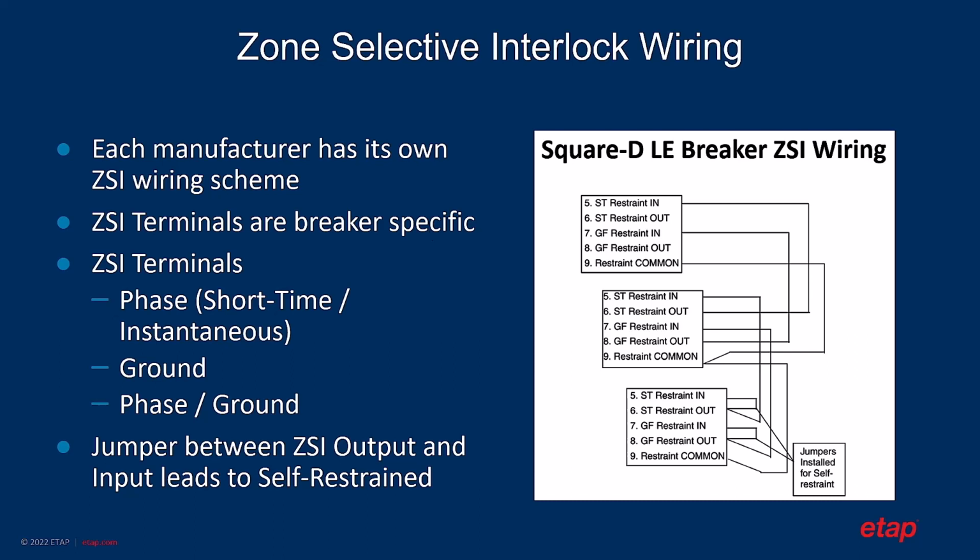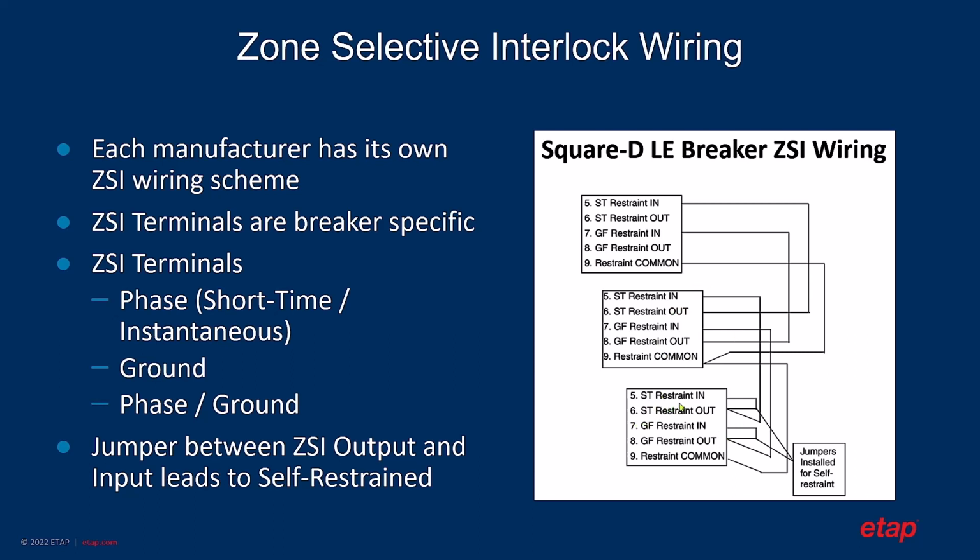ZSI wiring is the most important part for implementing the ZSI schemes. Each manufacturer has its own ZSI wiring scheme, and the ZSI terminals are breaker specific. You can have a phase terminal, a ground terminal, or a phase/ground terminal, which is the combined terminal between phase and ground. For example, on this right side capture, you have the Square D LE breakers. You can see the wiring schemes between the downstream and upstream breakers.